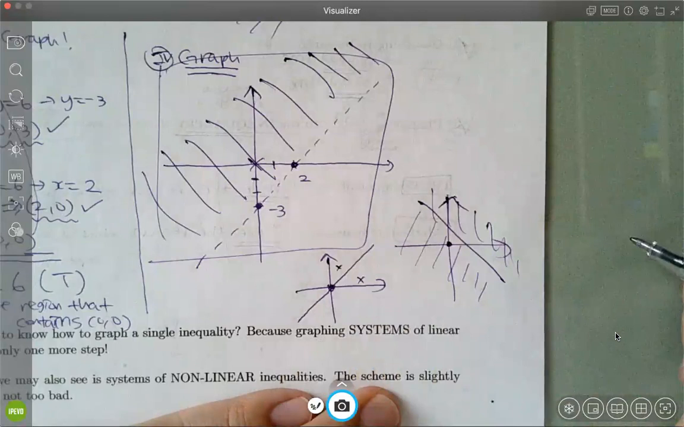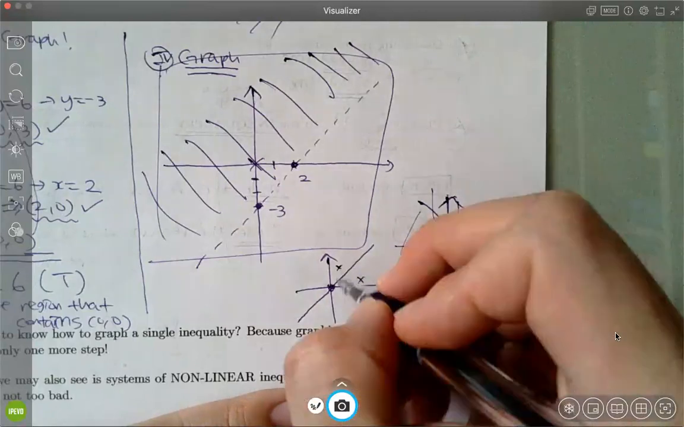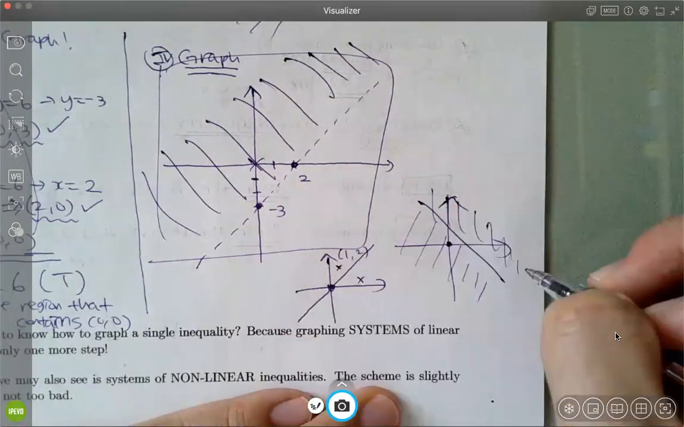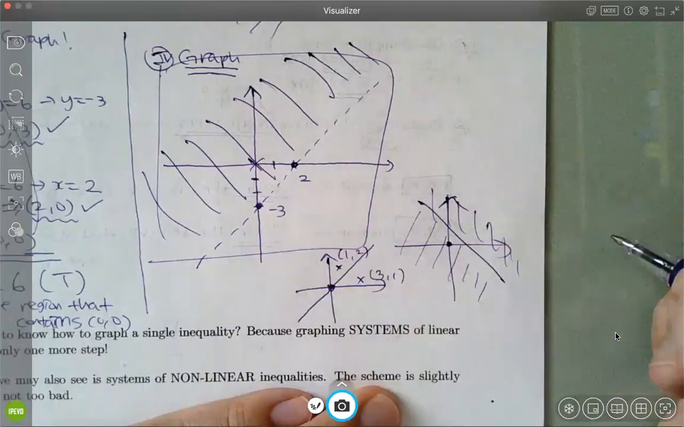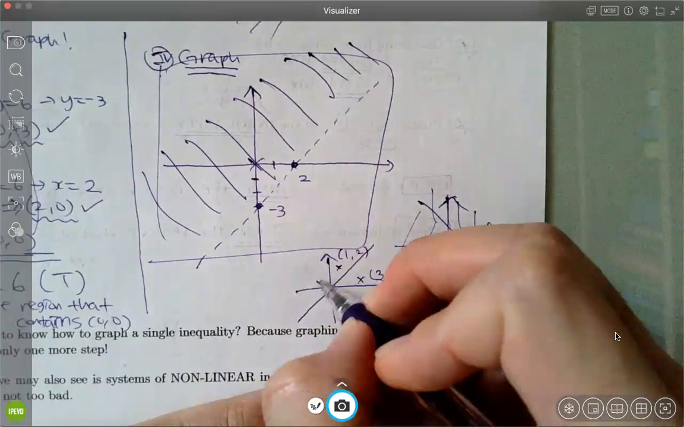So maybe here you can do like 1, 2, or 3, 1, or maybe you can choose something like -1, 1.